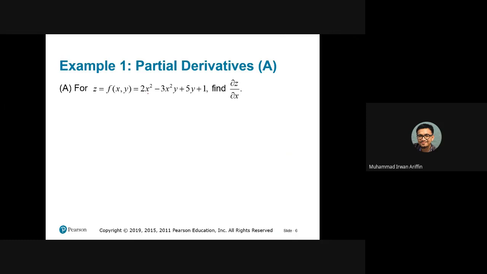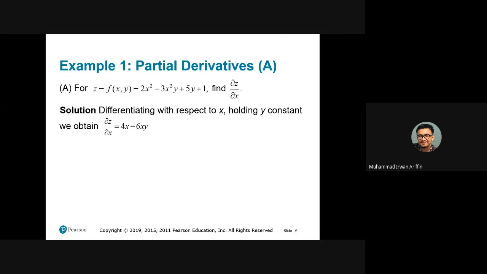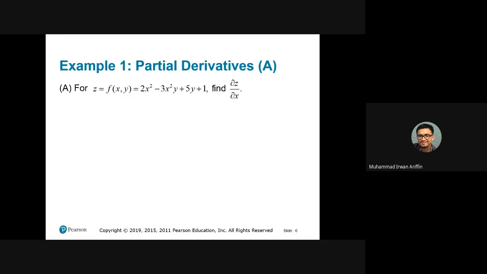We have this function, z equals 2x squared minus 3x squared y plus 5y plus 1. Find the partial derivative of this function z with respect to x. So how do we do this? We simply need to differentiate with respect to x, holding y constant. Let's try to do this together. So the partial of z with respect to the partial of x.